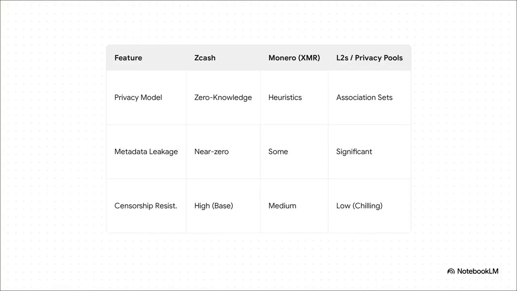This table gives us a great side-by-side look. The key takeaway, the real magic here, is that Zcash uses this incredibly powerful cryptography called zero-knowledge proofs. What does that even mean? Well, in simple terms, it lets you prove you have the funds to make a transaction without revealing any other information. It's this tech that allows for near-zero metadata leakage in that shielded pool we talked about, and that is a huge advantage over competitors, which, as the source argues, all have some degree of leakage.